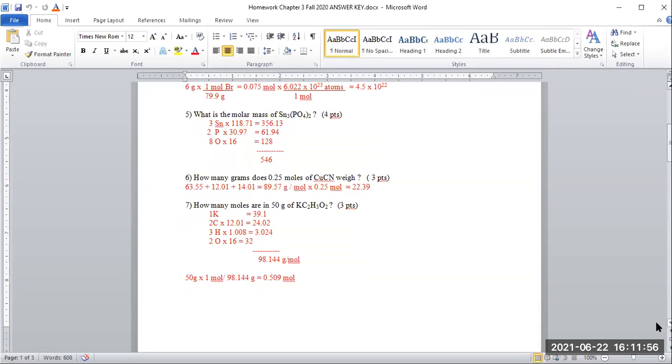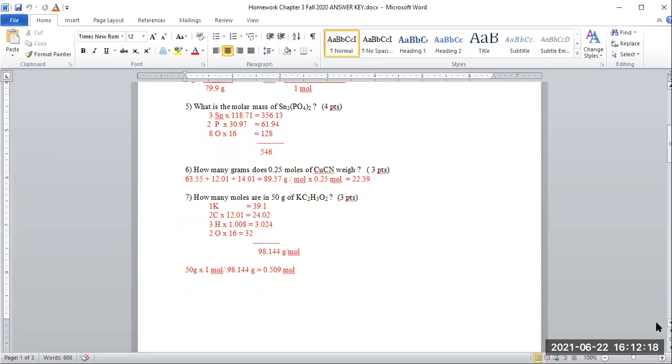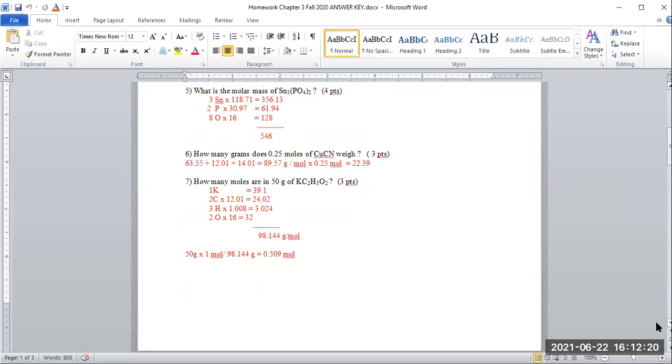Going back in the opposite direction, if I give you 50 grams of potassium acetate, total up your values, 39 and 24, and 3 times 1.008 for your hydrogen, 2 times 16 for your oxygens. Your molar mass is 98 and change. And then you are dividing your 50 grams by your molar mass. You get a little over half a mole.